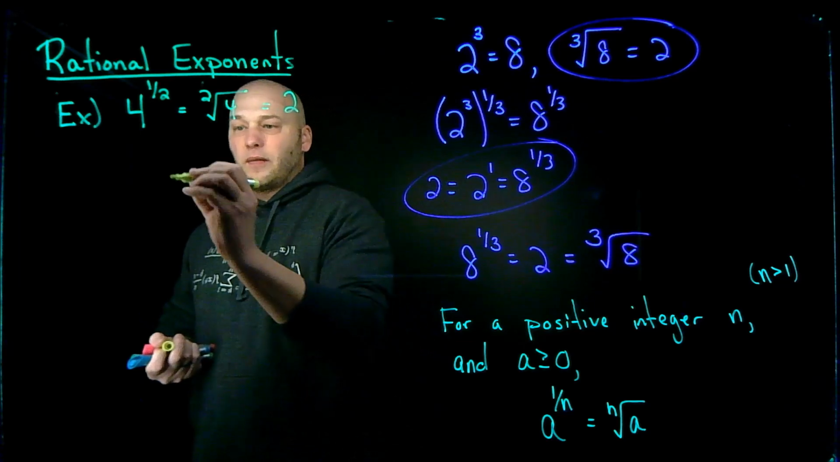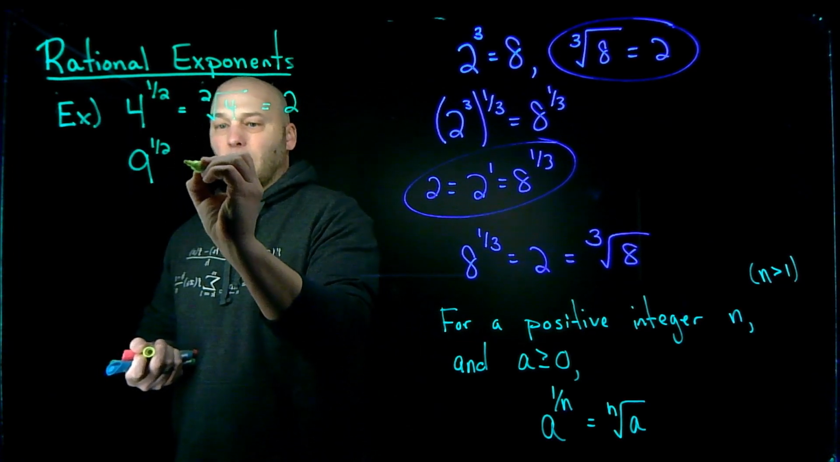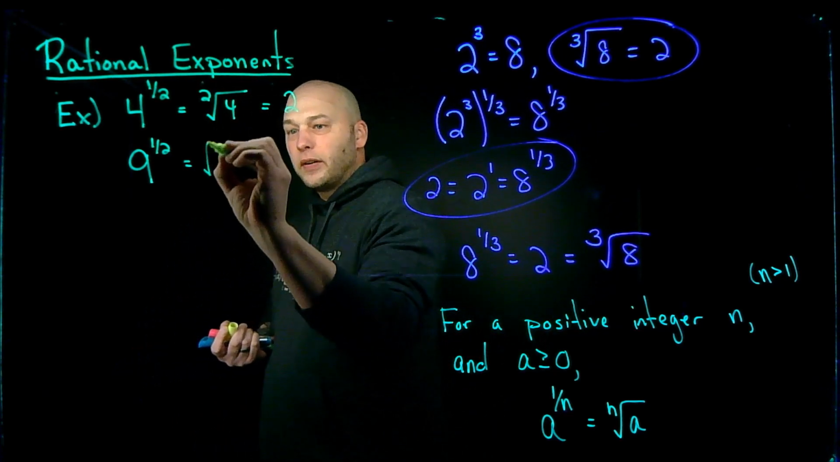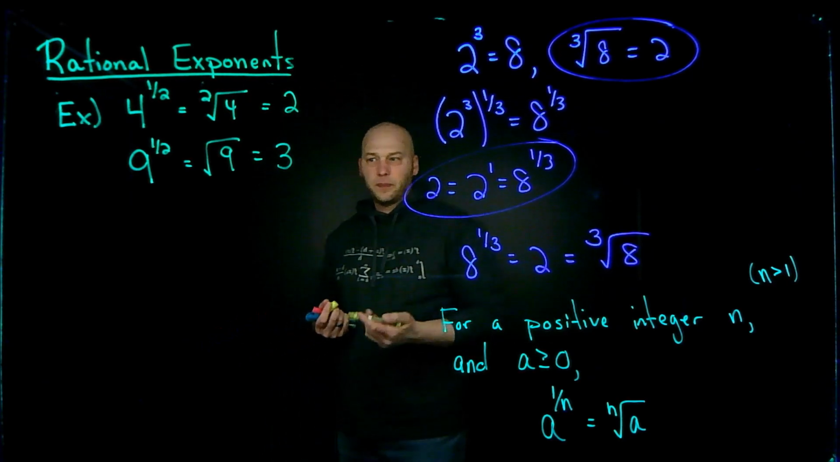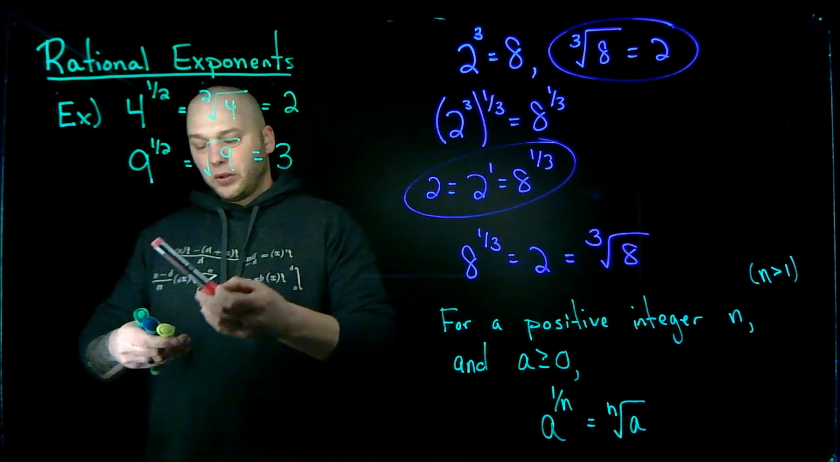Let's look at a very similar example. 9 to the 1/2. All right, no, it's not 9/2. This would be the square root of 9, and of course the square root of 9 is 3. Okay. Now let's look at one more example before I show the general idea.